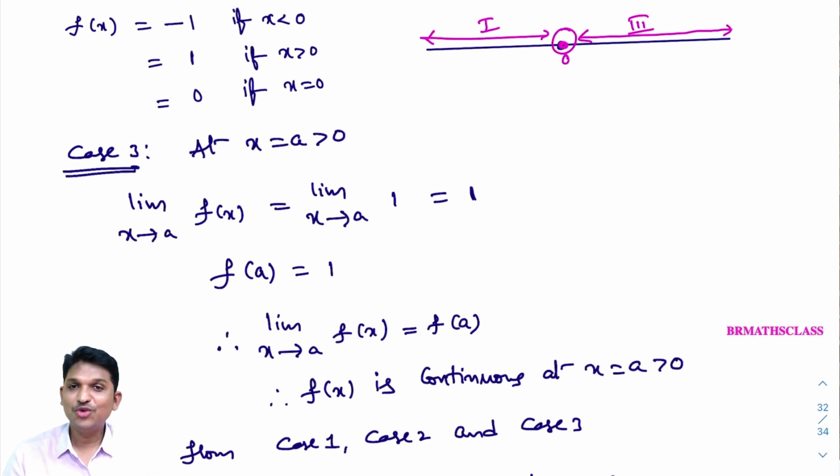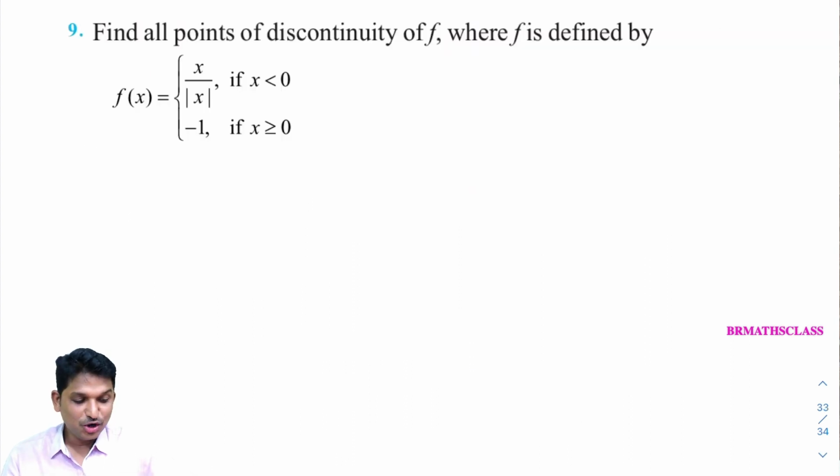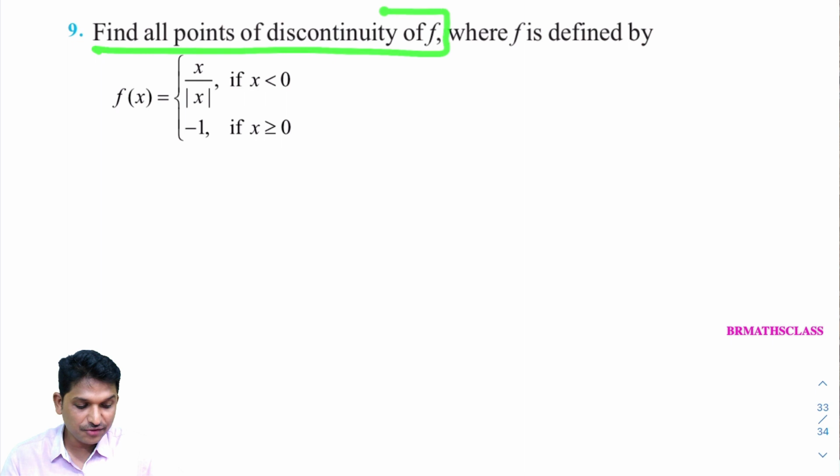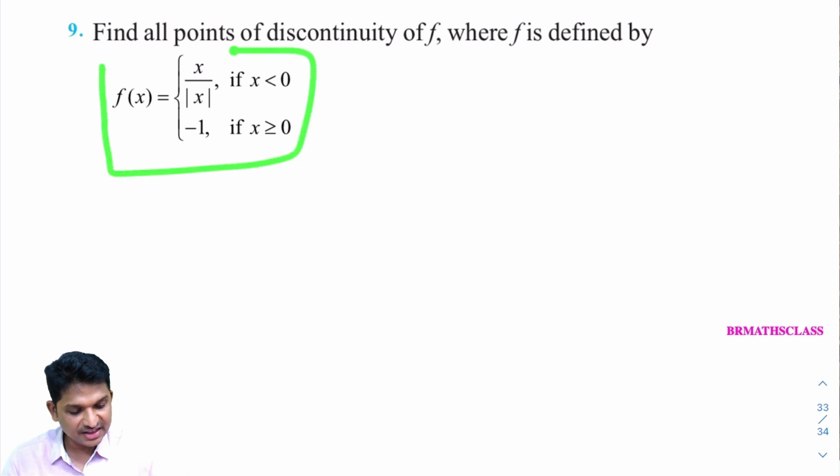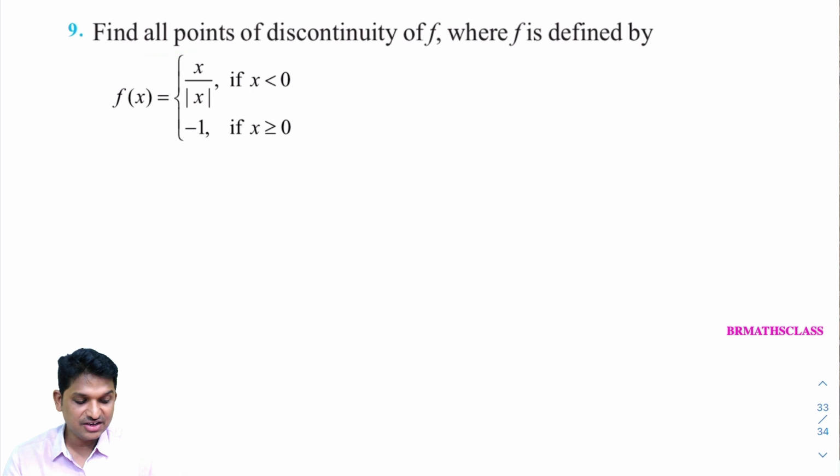Right? Now, one more problem is there. This is a smaller problem only. You observe, find all points of discontinuity of the function, and the function is defined like this. f of x is x divided by mod x when x is less than 0, and f of x is minus 1 when x is greater than or equal to 0. This function is given like this.